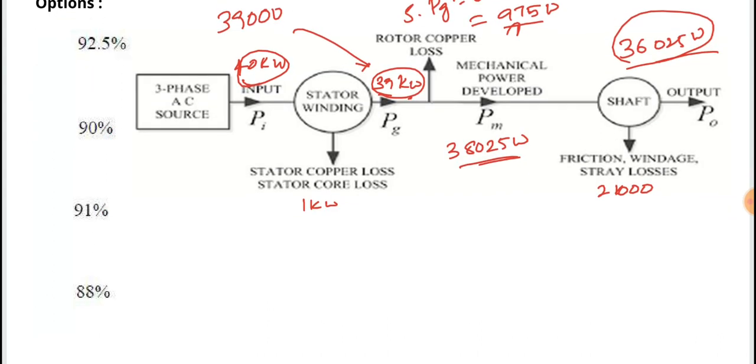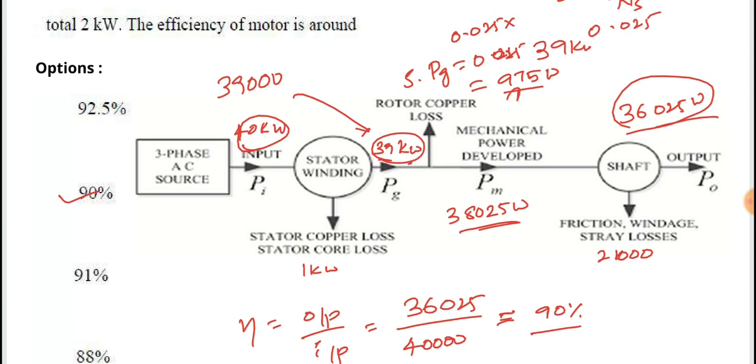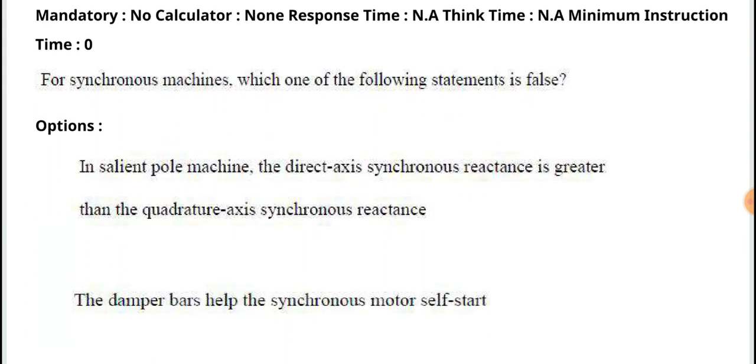What is the formula for efficiency? Efficiency is equal to output by input power. So output power is 36,025 divided by input power, which is 40,000 here. You will get approximately 90%. So the answer will be 90% for this question here. Okay, next one.